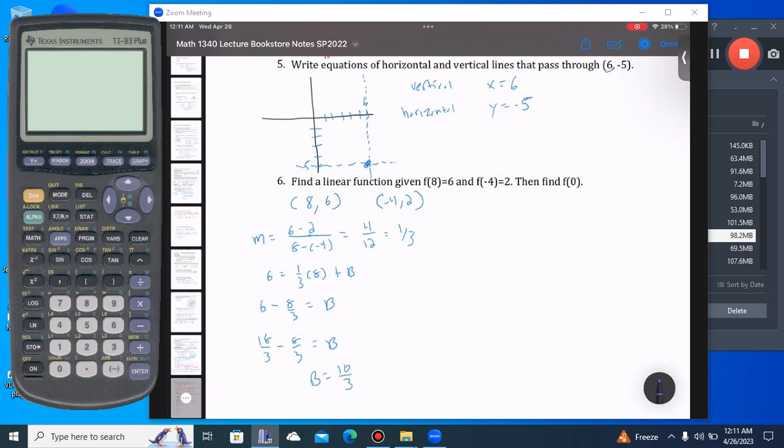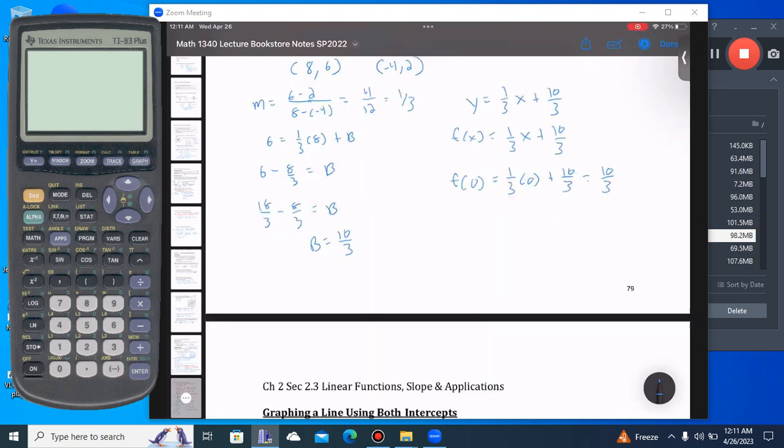Okay, so the equation here is y equals 1/3 x plus 10 over 3. And we can write this in function notation: f of x equals 1/3 x plus 10 over 3. And we want to know f of 0, so plug in 0 for x. That makes that term 0, and you get 10 over 3.